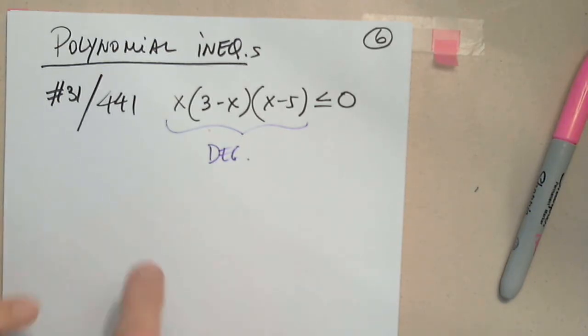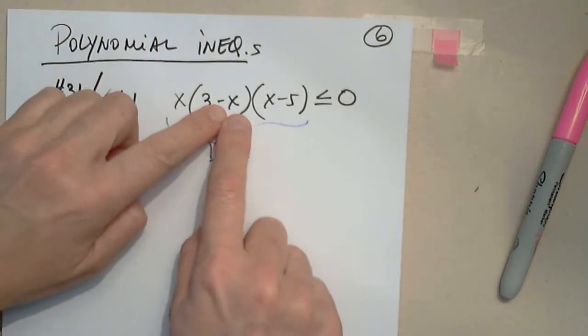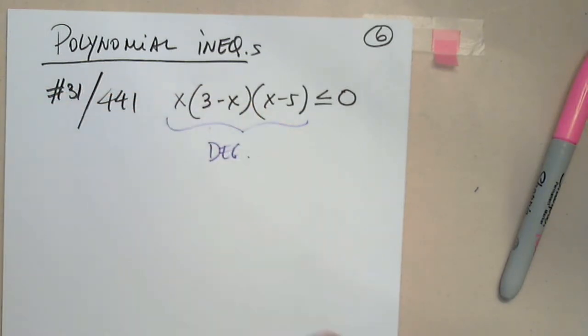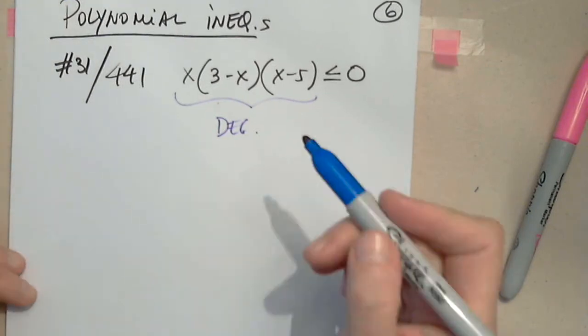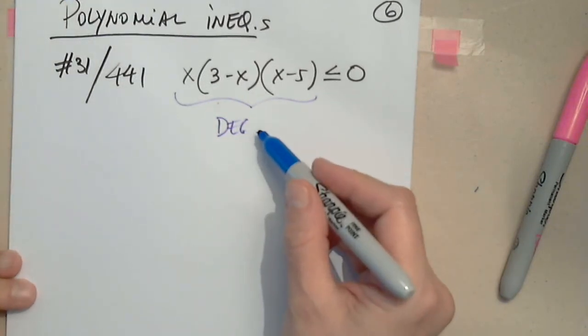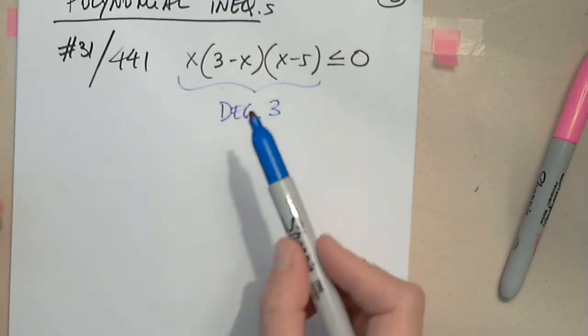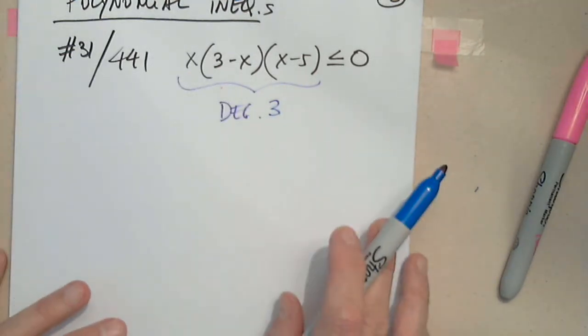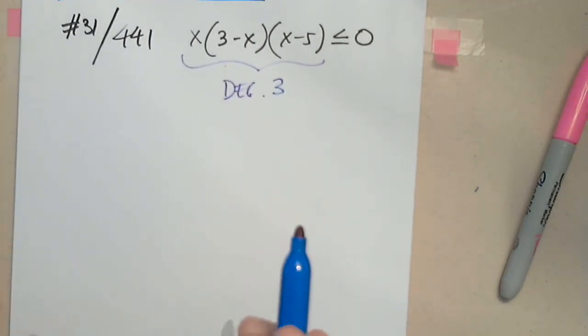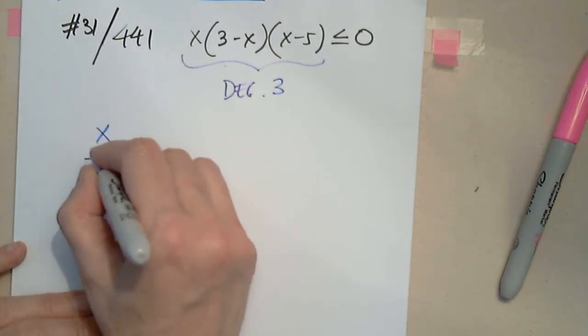Two. Degree 1 times degree 1 times degree 1. Three. Very good. Thank you. So I see 3 factors, and I'm not going to distribute. I'm not going to do anything. That's already factored. I'm happy for that. So let's use the following table.